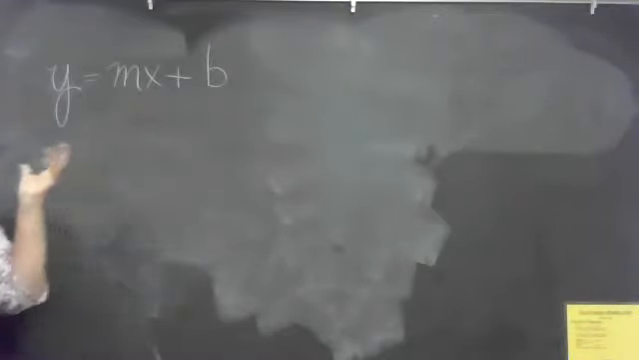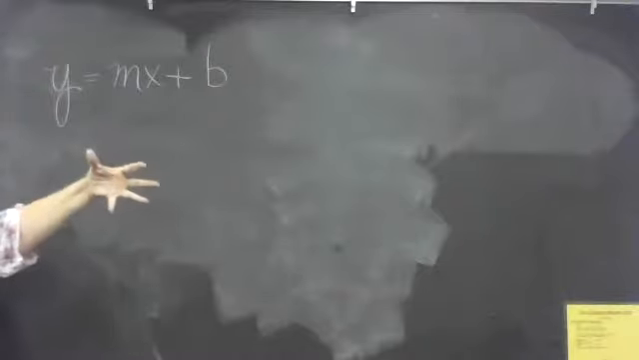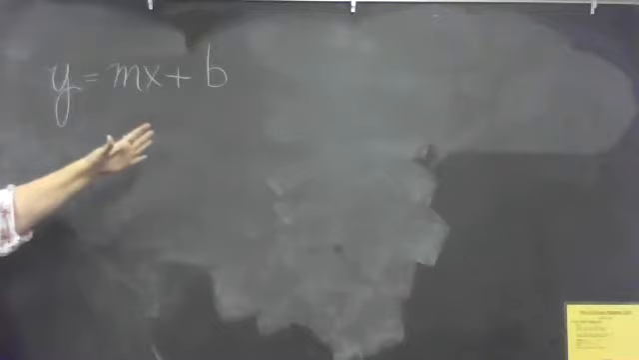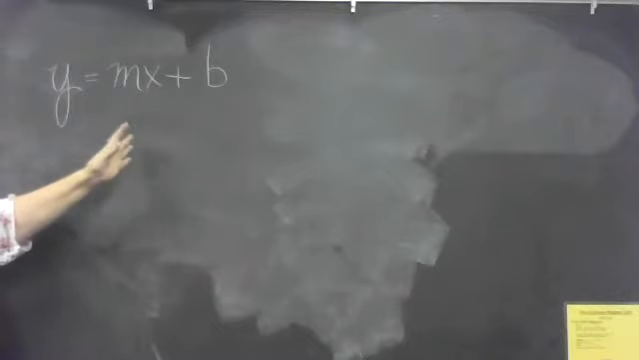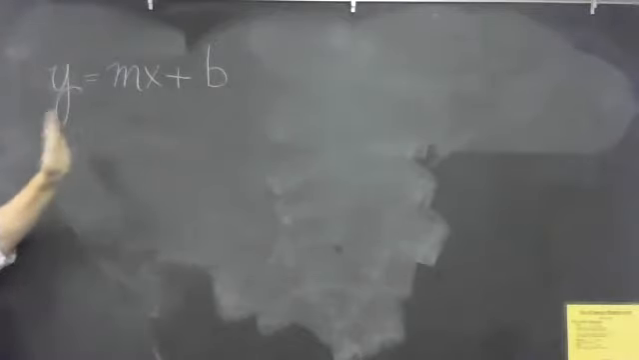I want you to understand this model, because not only is it going to allow us to find the slope for today, but it is also going to be our tool to graph a line later on. Just from seeing this, I'll be able to graph a line on the graph. Okay, so make sure that this is in your notes.